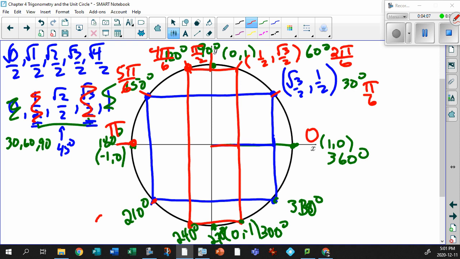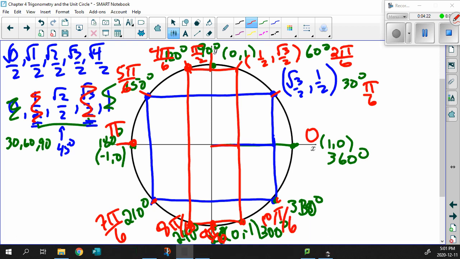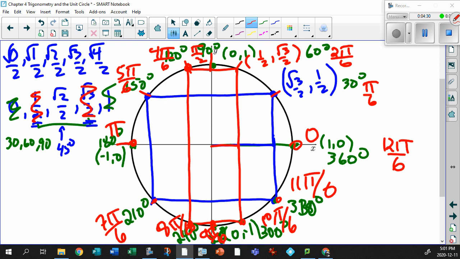There's 7 pi over 6. There's 8 pi over 6, 9 pi over 6, right? There's 10 pi over 6, right? 11 pi over 6. And then finally, whoa, it's trying to catch up to me, 12 pi over 6, which is just plain old 2 pi. Got it? Wow.